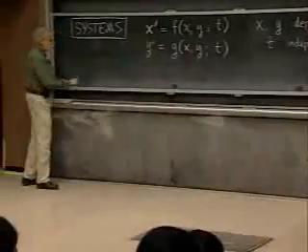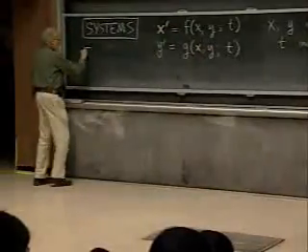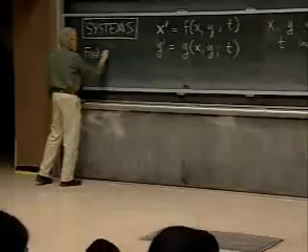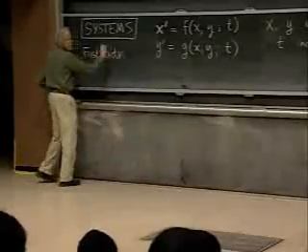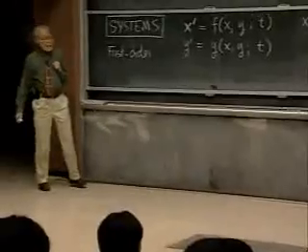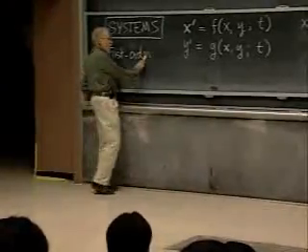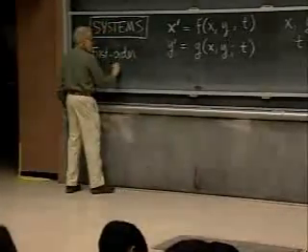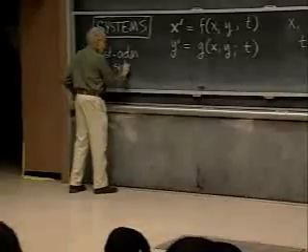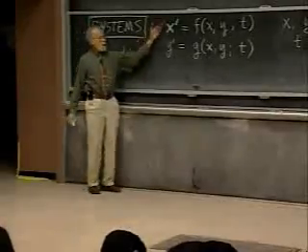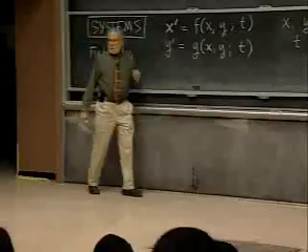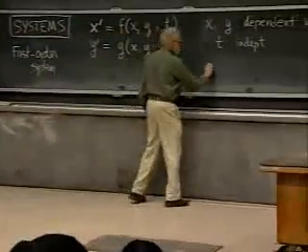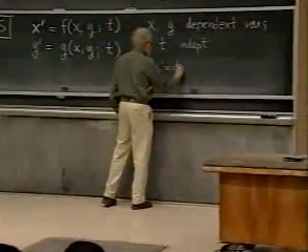A system like this is going to be called first order. And we're going to consider basically only first order systems for a secret reason, which I'll explain at the end of the period. First order, so this is a first order system, meaning that the only kind of derivatives which appear are first derivatives. So x prime is dx/dt and so on.